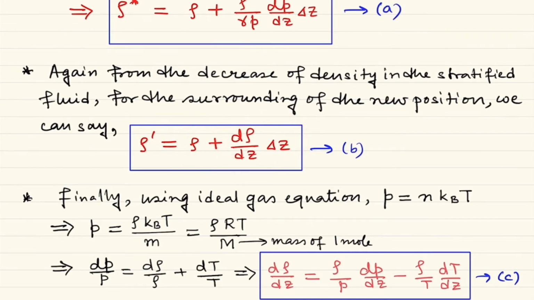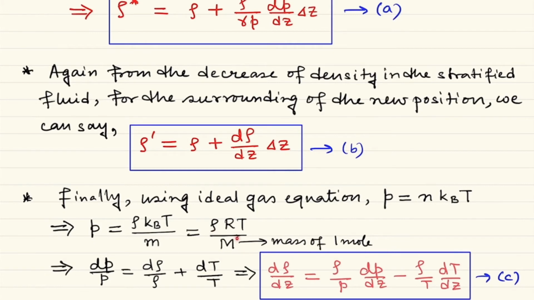Okay. Finally, we assume that the gas is ideal. So from kinetic theory, we can simply write P is equal to n kBT, where n is the number density, T is the temperature, and kB is the Boltzmann constant. So P is equal to rho kBT by m, where m is the mass of one particle. Then for 1 mole of gas or fluid, we can write rho RT by m.